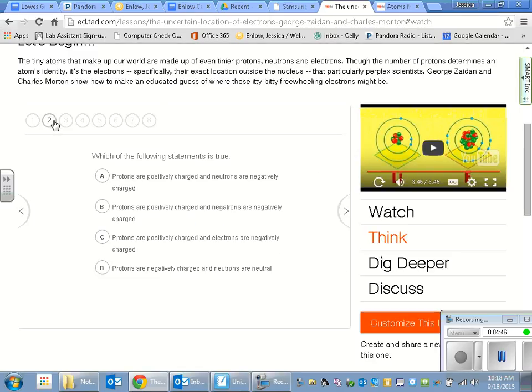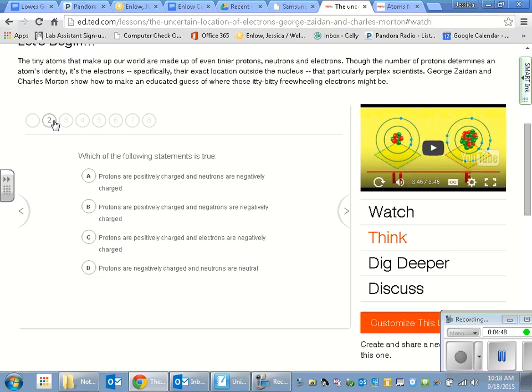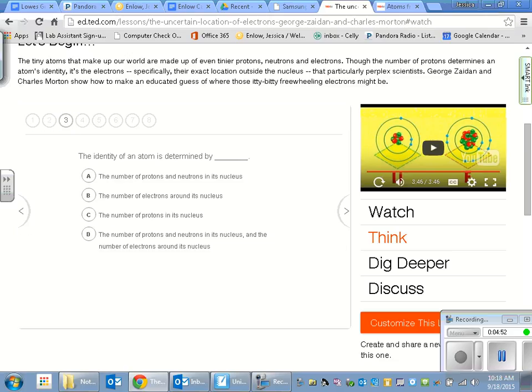Okay. Second question. The identity of an atom is determined by the number of protons in its nucleus, right? Not the number of protons and neutrons, it's just the number of protons in the nucleus.